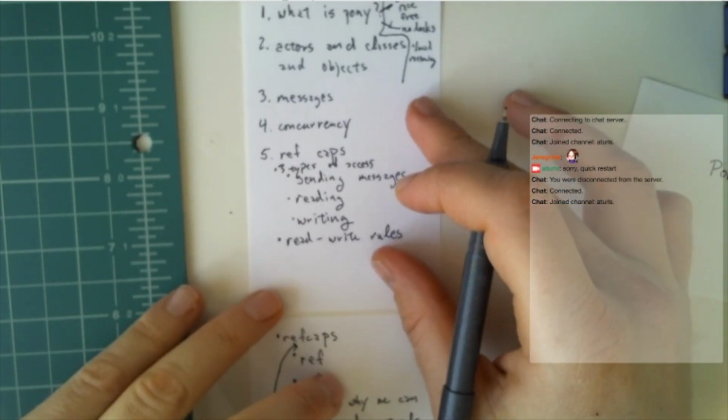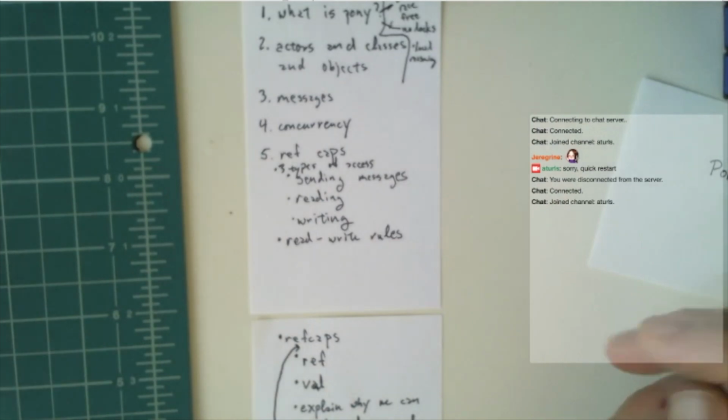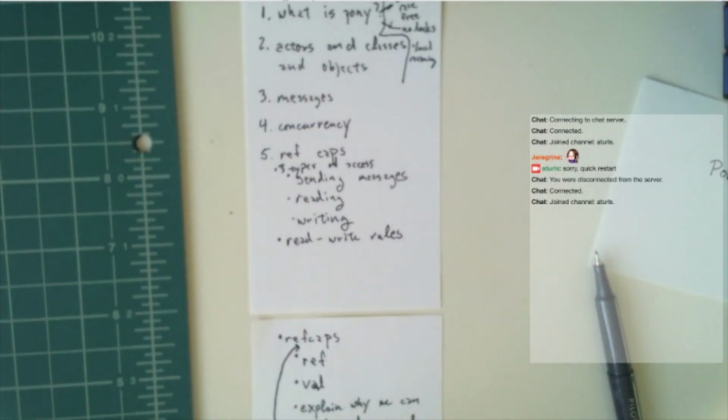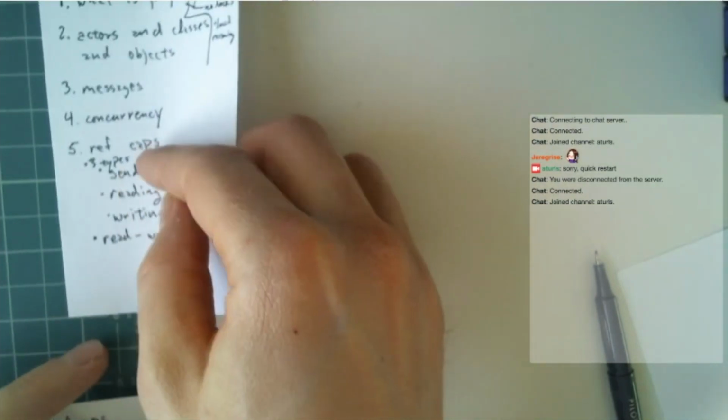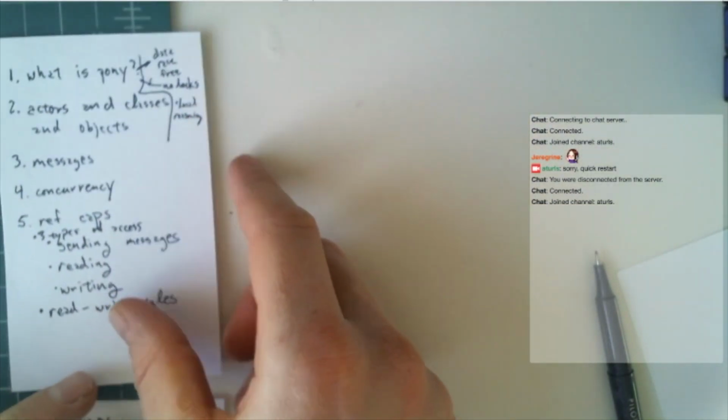So let's see here. So I have some things. Let's see what I've got so far. Let's see how well I'm doing. So what is Pony?